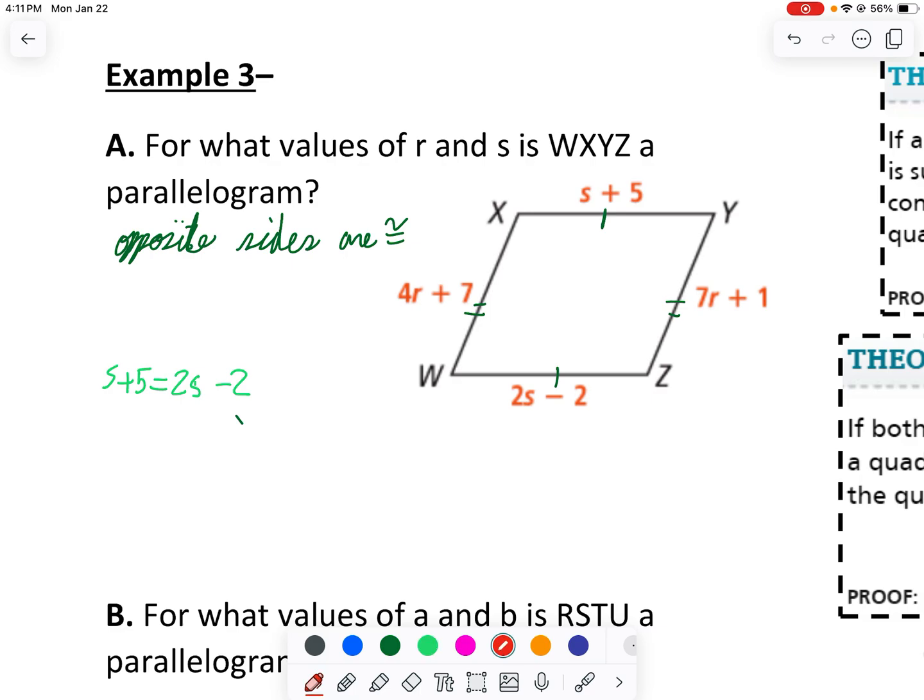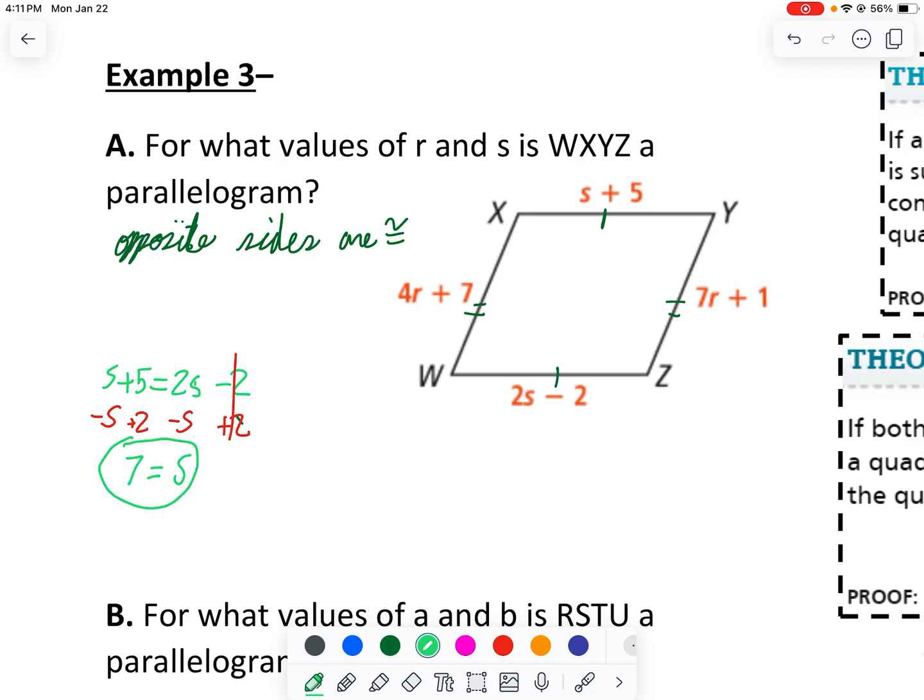So in order to solve this, I want to get the S's on the same side and then get the individual numbers on their own. So I'm going to subtract S from each side, and I'm going to add 2 to each side. What that does, that cancels out my 2, and then I have 2S minus S. So 2S minus S is going to be just 1S left over. I could put a 1 in front of it if I want, but I end up with S is equal to 7. So this is what my S value should be.